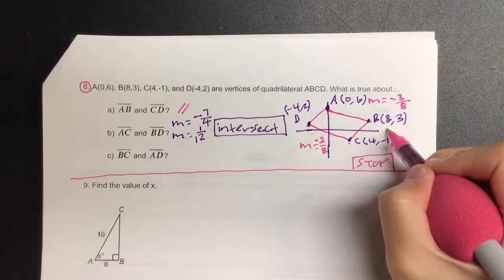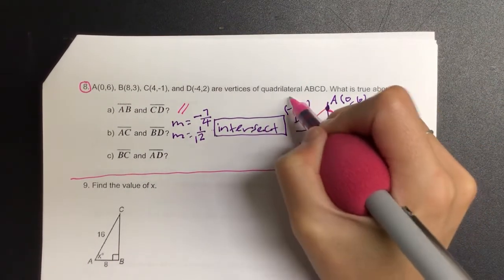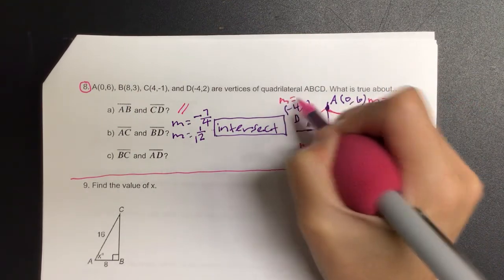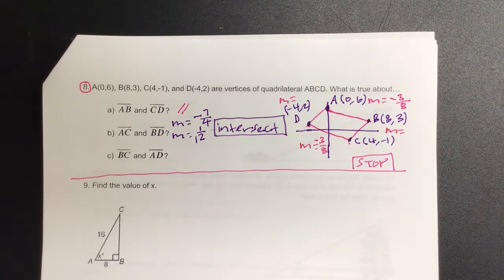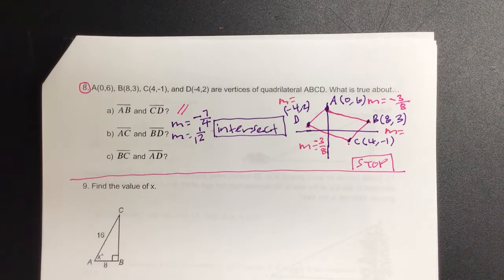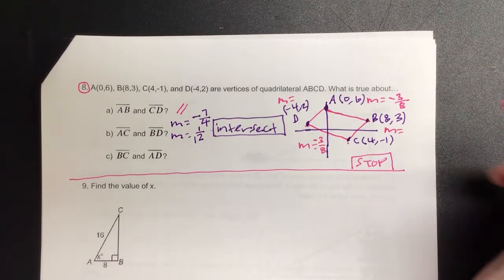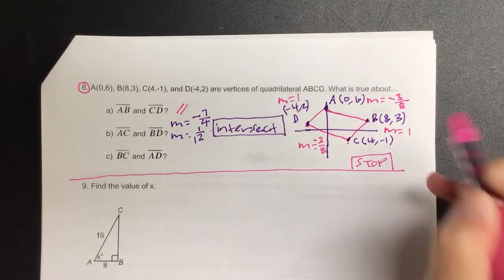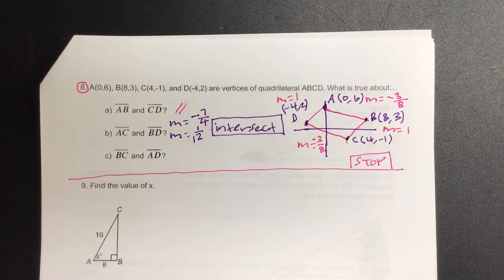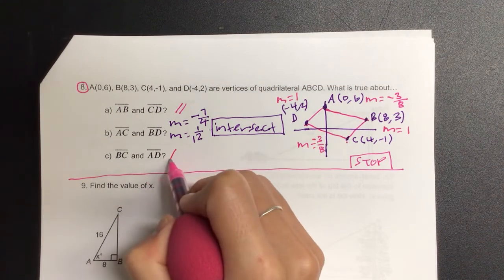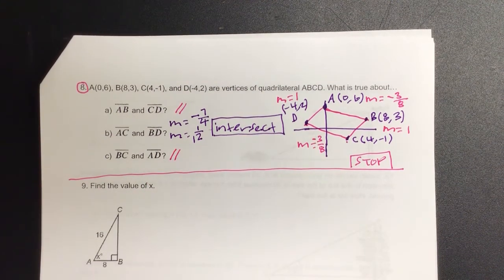So here I have BC slope, and then here we have AD slope. They should both be positive. Okay, what's the slope of AD? 1 and 1. Very good. If you got 4 over 4, that simplifies to 1. Okay? So that is also parallel. Any questions on this one? Good?